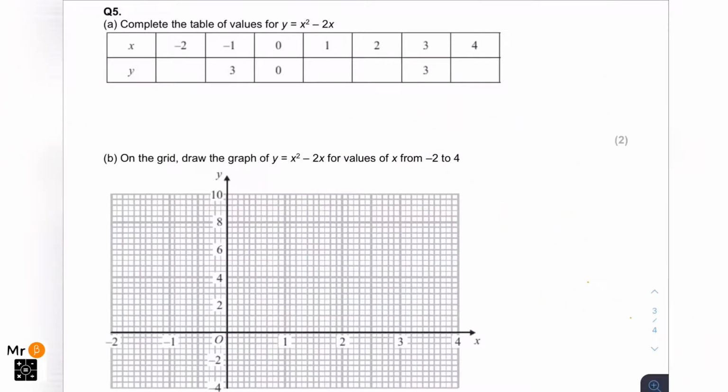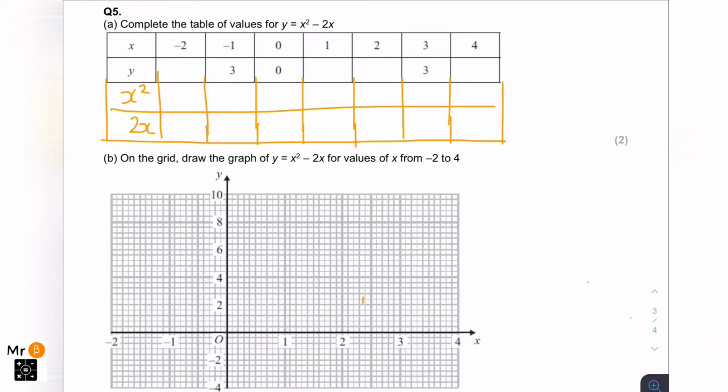So here in question 5, it tells you to complete the table of values for the equation y equals x squared minus 2x. Now there's a few ways to do it. Some of you can just do it in your head. Some of you will prefer it if you draw out these extra columns. So x squared, we square our x. We have 4, 1, 0, 1, 4, 9 and 16.